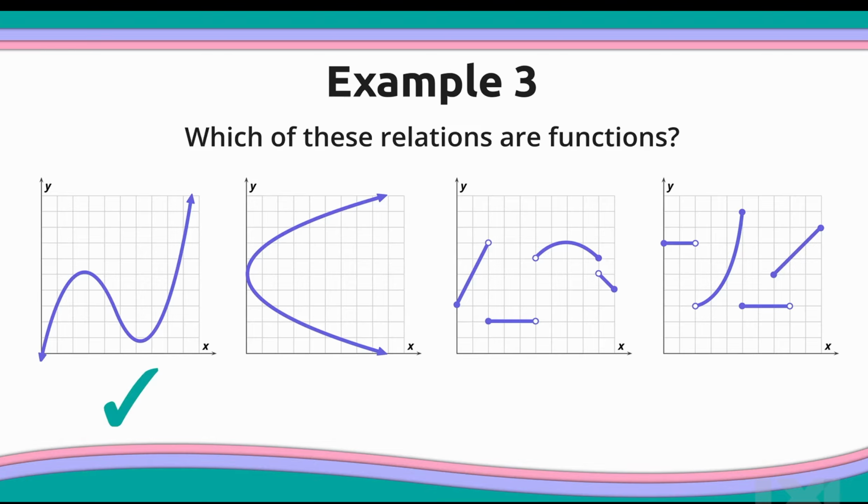How about this next graph? It looks like in most places the vertical line intersects at 2 points. For example, at x equals 4, you can see there are two y values paired with it. That means it is not a function.